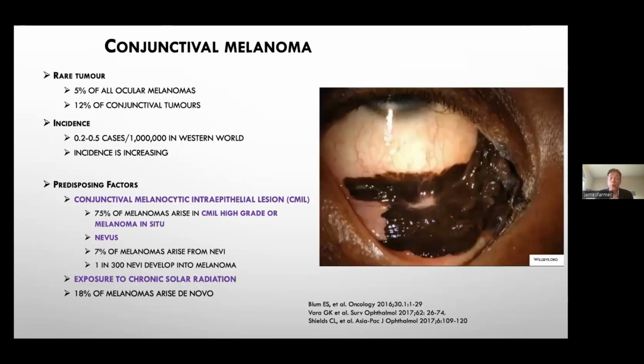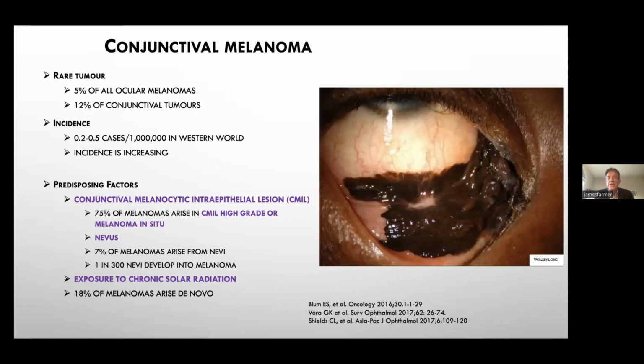Now, it's very unusual to have a compound nevus in the fornix. That pigmented lesion in and of itself in a 60-year-old or 70-year-old person should automatically make the ophthalmologist suspicious that this is an invasive melanoma. But indeed, this is what this turned out to be. And very important, although a rare tumor, it's 5% of all ocular melanomas.